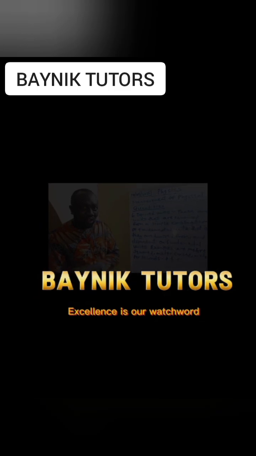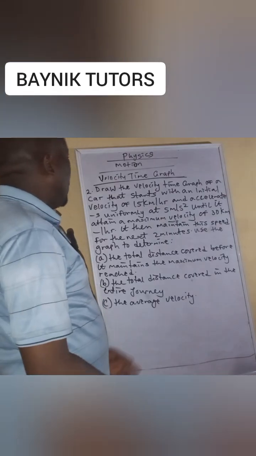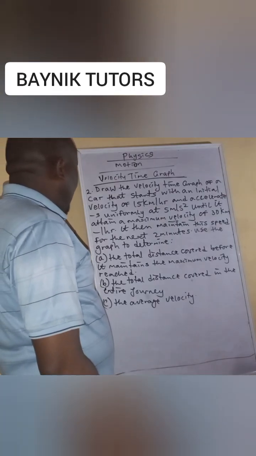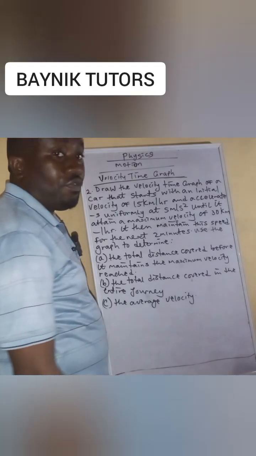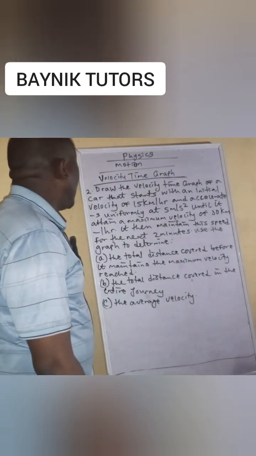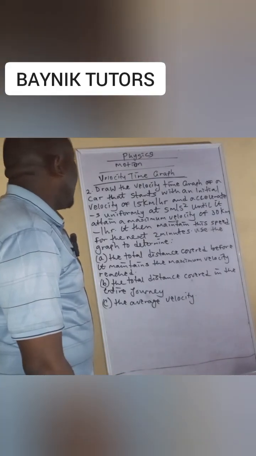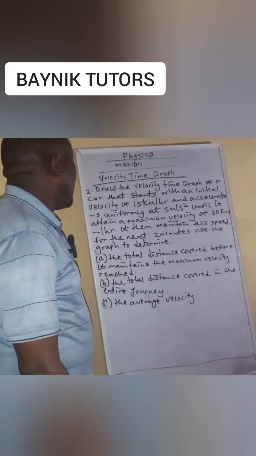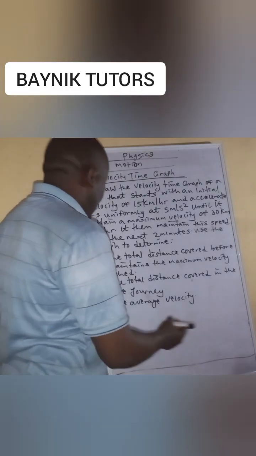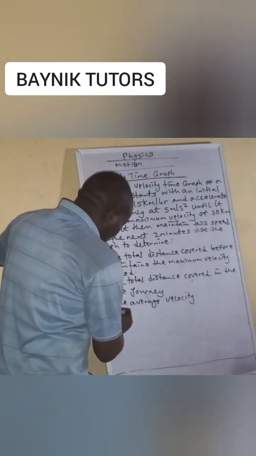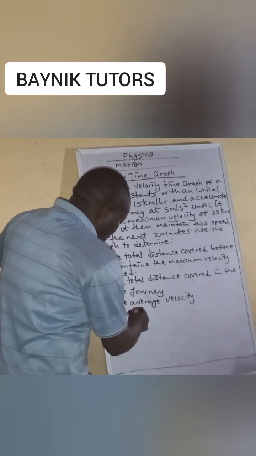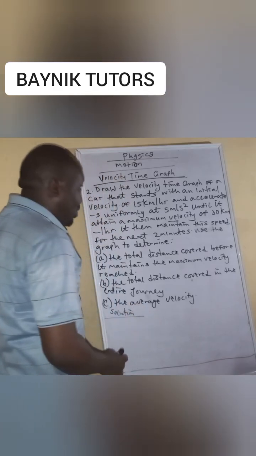Excellence is our watchword. Let's start with a velocity time graph of a car that starts with an initial velocity of 15 km per hour and acceleration of 5 meters per second. So just as we said, solution, we'll be looking at the stages. So let's start with the stage.